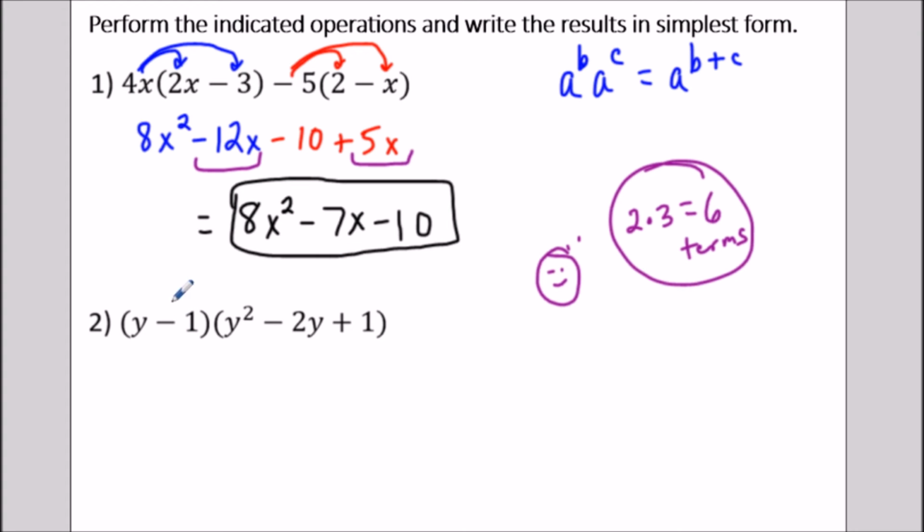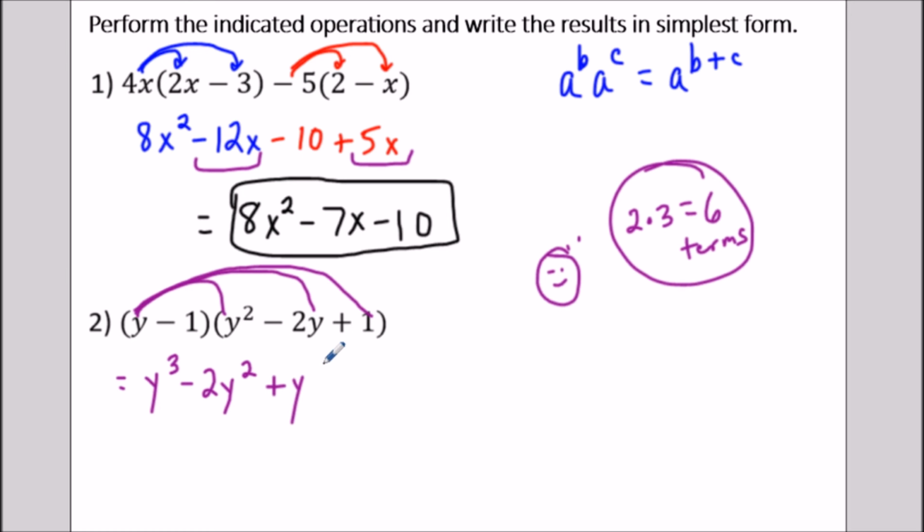So the first thing we want to do is distribute the y, and we have to distribute it to all 3 terms in the second factor. So we have y times y squared is y to the third, and we have y times negative 2y is negative 2y squared. We're basically just using this law of exponents all the way across. And then we have y times positive 1 is positive y.